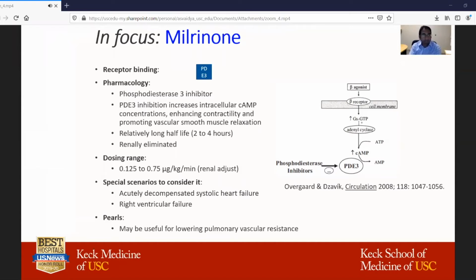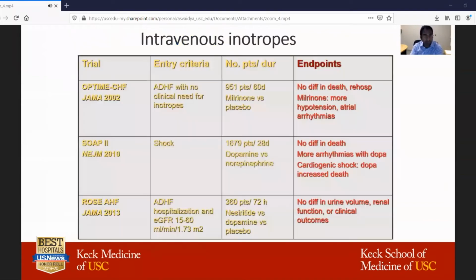So other properties are that it's a relatively long half-life and renally eliminated. So the dosing range is, I don't really go above 0.5 or 0.6, but that's the kind of dosing range that you see. Important to understand that you have to renally adjust the patients with significant renal dysfunction. And special scenarios to consider it are acute heart failure and RV failure, which it's particularly powerful for, given its effects in lowering pulmonary vascular resistance through that vascular smooth muscle relaxation.